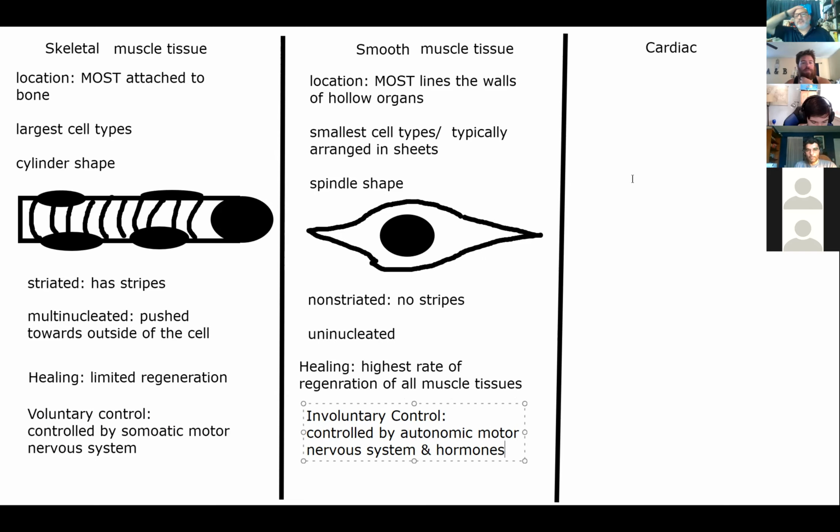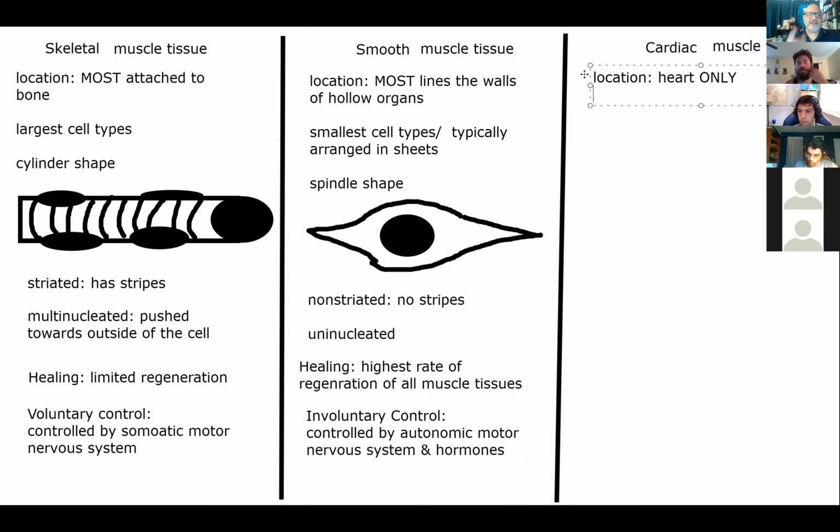And that brings us to our cardiac muscle tissue. What is the location of our cardiac muscle tissue? Heart. And anywhere else? Is it mostly heart, like mostly attached to bones, or mostly in the hollow organs? No, all heart all the time, exactly. Only in the heart.